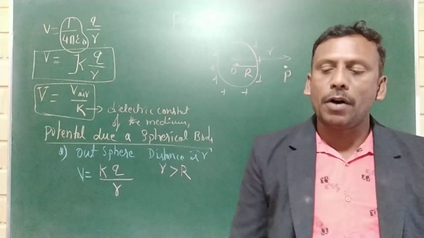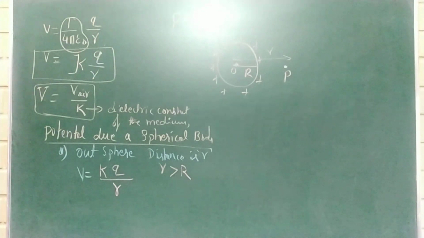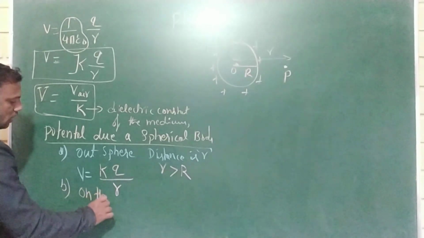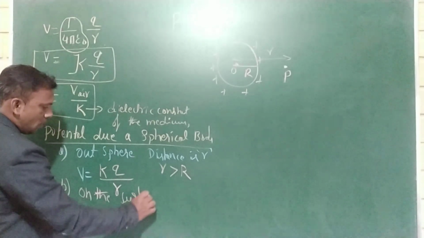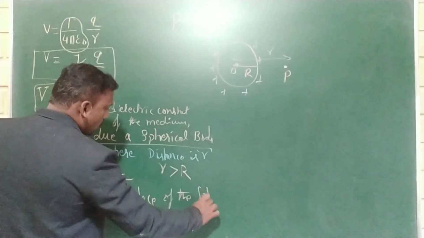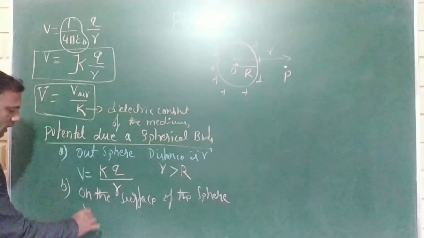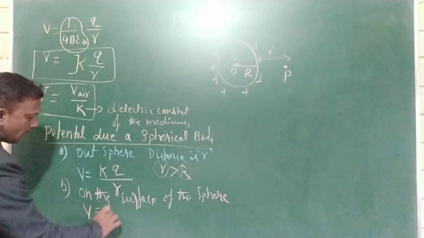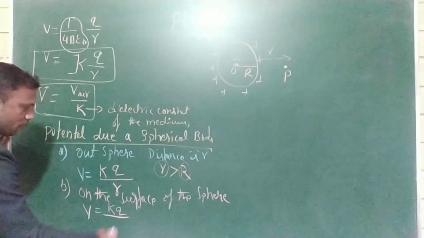The second case: if I consider a point P on the surface of the sphere, the potential on the surface of the sphere is V equal to KQ divided by capital R, writing capital R instead of small r.